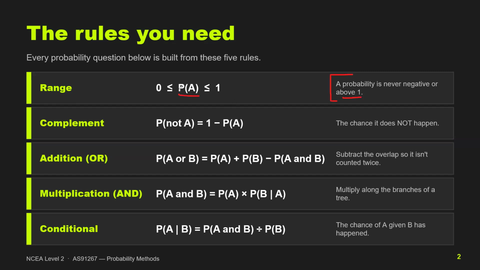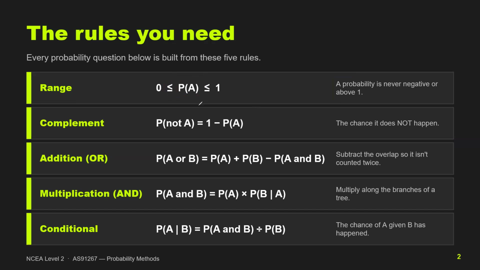So the probability of A has to be greater than or equal to 0, but at the same time, it has to be less than or equal to 1. So it can be 0.5, 0.4, 0.7, even 0.99. But it cannot exceed 1. So if somebody says the probability of an event is 1.5, they're wrong. Probability can never be more than 1, nor can it be a negative.